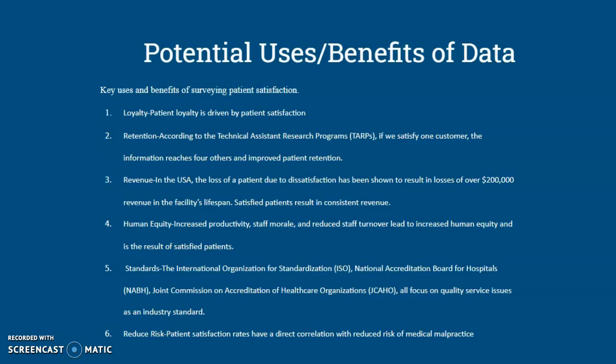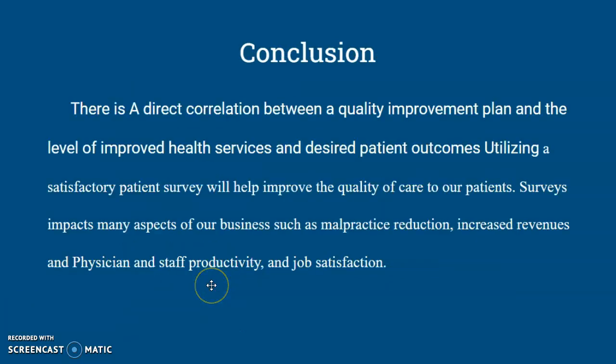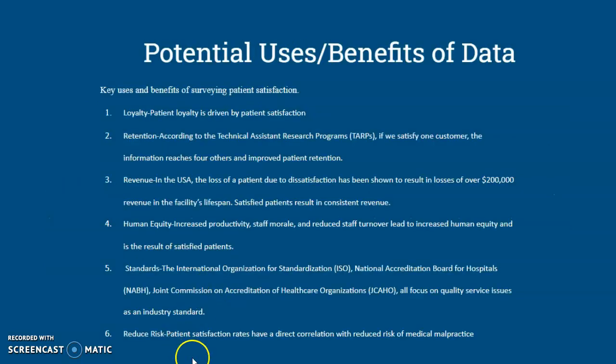The International Organization for Standardization, the ISO, the National Accreditation Board for Hospitals, the NABH, and the Joint Commission on Accreditation of Healthcare Organizations, the JCAHO, all focus on quality service issues as an industry standard. And the last one is to reduce risk. Patient satisfaction rates have a direct correlation with the reduced risk of medical malpractice. We want to make sure our patients are satisfied and have great outcomes.